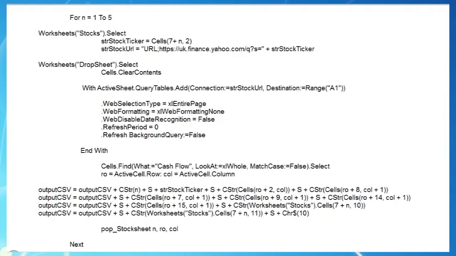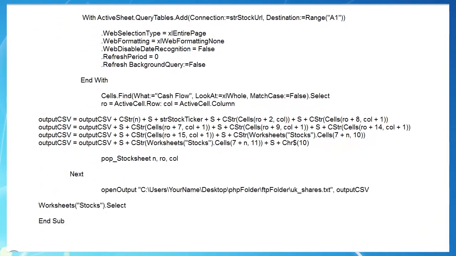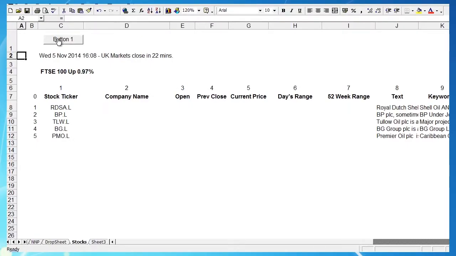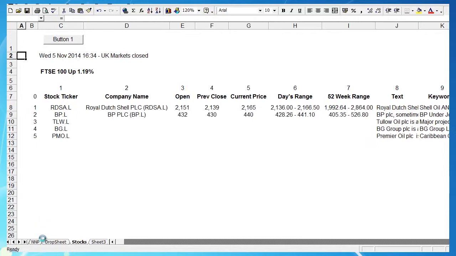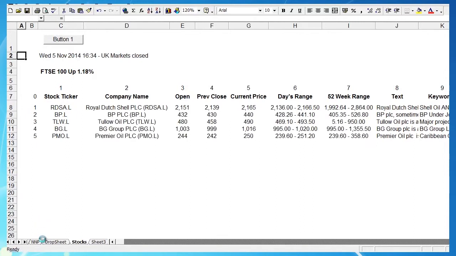Okay, finally, when we've gone around our loop 5 times, picking up all our data into one file, we call subroutine openOutput, which we saw in an earlier video, to output our data file. As you can see, the routine has two arguments: the complete file path using UK shares for our file name, and our recent output string. And here's a quick look at the routine. It's pretty simple. And here's a look at the output in our folder.